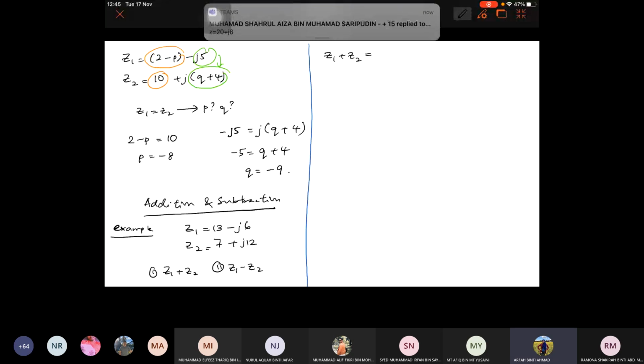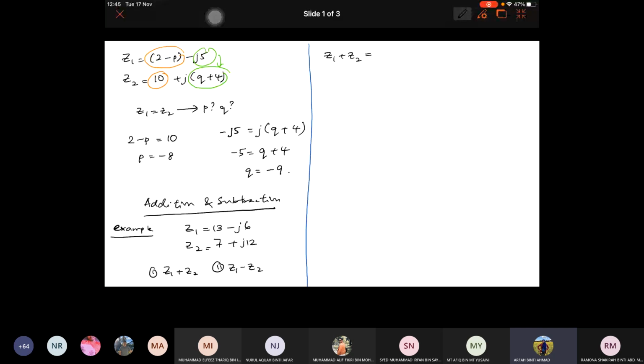20 plus J6, betul? So hopefully yang lain dapat sama dengan Syarul. It will be equal to 13 tambah 7 tambah dengan J negatif 6 tambah 12. So you have 20 tambah J6. Dan itu adalah Z1 plus Z2. Okay. Z1 minus Z2 sama je. Awak ambil 13 tolak 7 untuk the real part plus J negatif 6 tolak 12. So you have 6 tolak J18. Yes. So dapat yang lain?